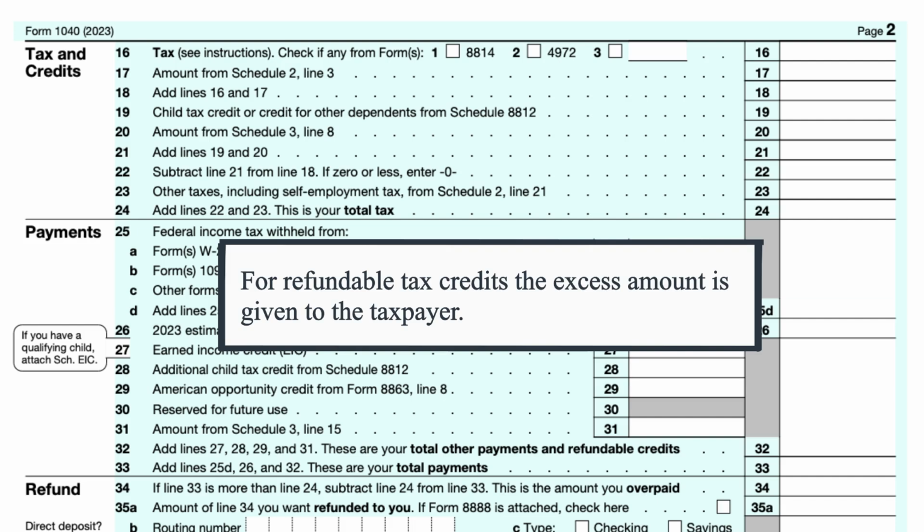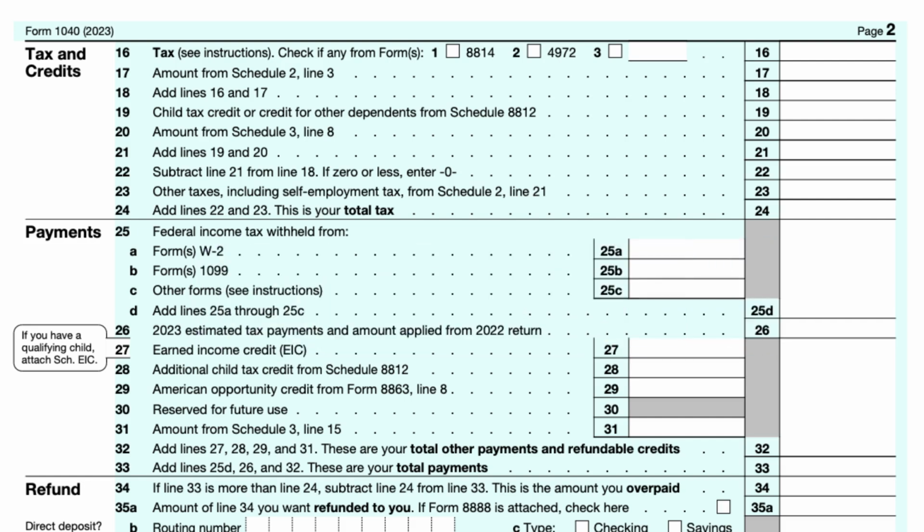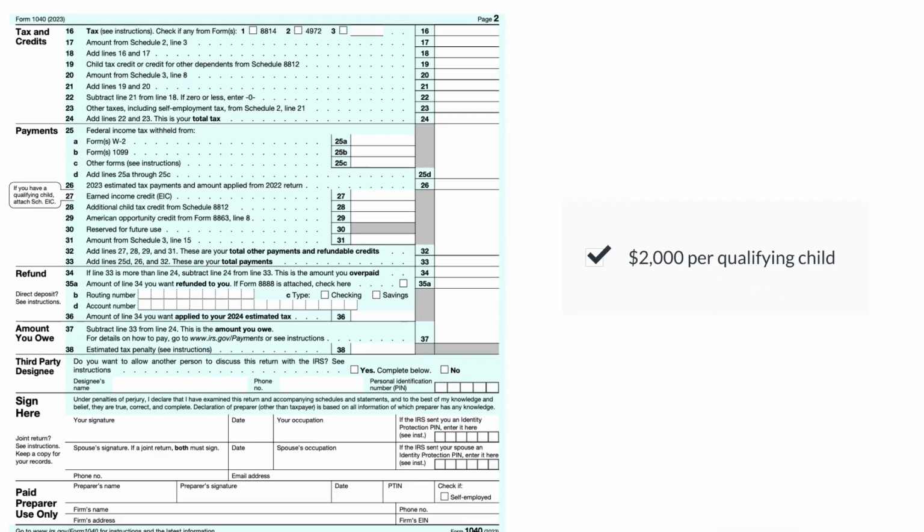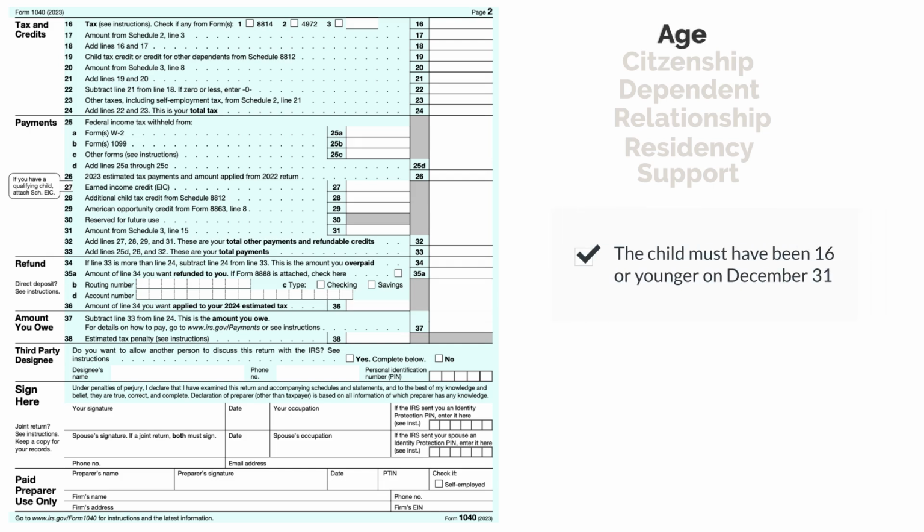The first credit we will be looking at is on Form 1040, line 19. This is the child tax credit and credit for other dependents from Schedule 8812. A child tax credit of $2,000 per child is available. There are a few conditions for this credit. The first condition is age. The child must have been 16 or younger on December 31st.